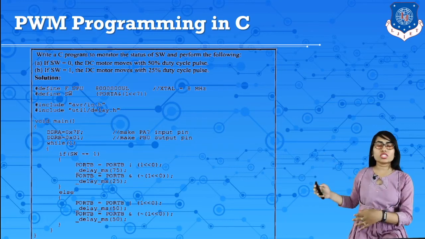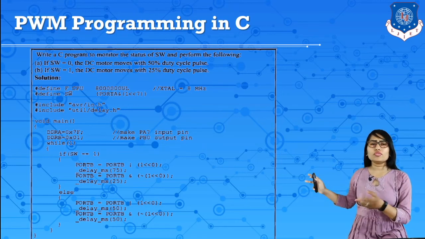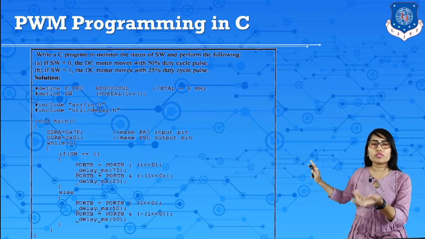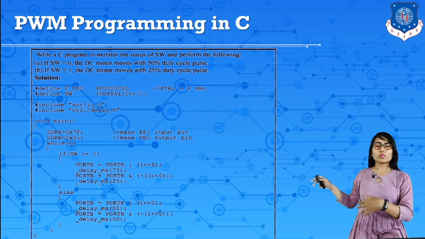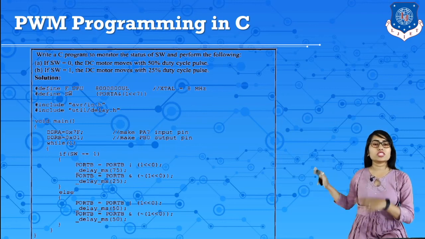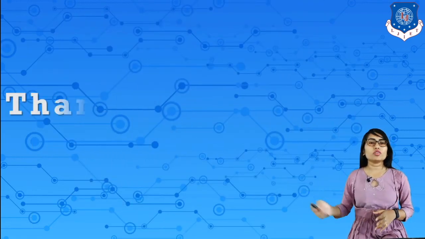Now for the switch equal to 0, for 50%, that means it will be 50% on and 50% off. So PORTB is equal to 0 for 50%, and PORTB is complemented for the other 50%. So this is how a PWM wave can be generated.